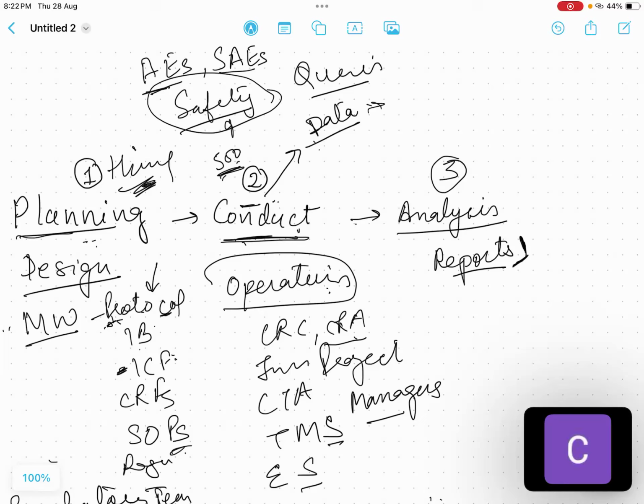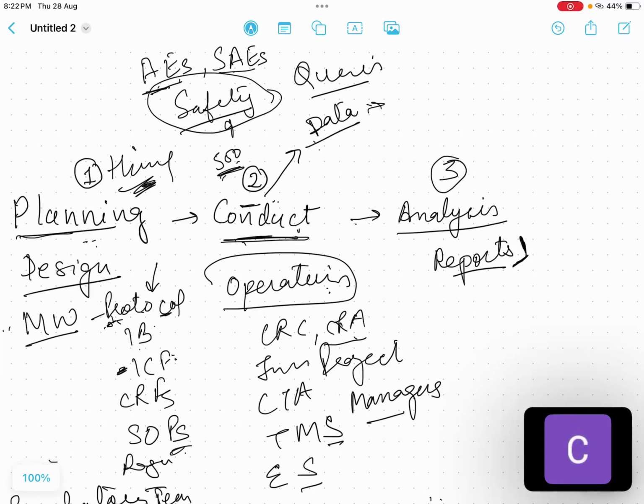The rest of the data may be telling us whether our drug is working or not. Now, AEs and SAEs mean all pharmacovigilance team members will have a lot of work, and even physicians. These days, medical monitors, if you have an advanced degree in pharmacy, you can also be a medical monitor or medical reviewer. So these roles are evolving.